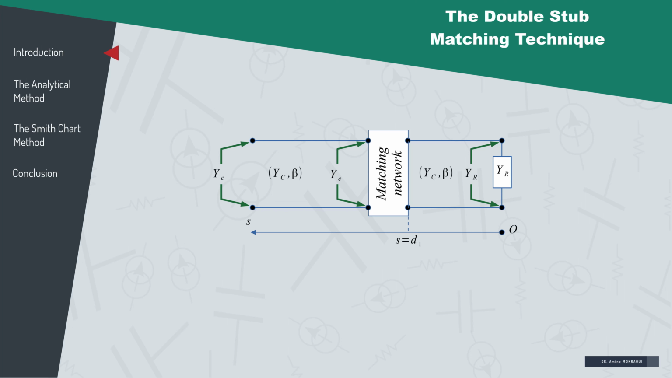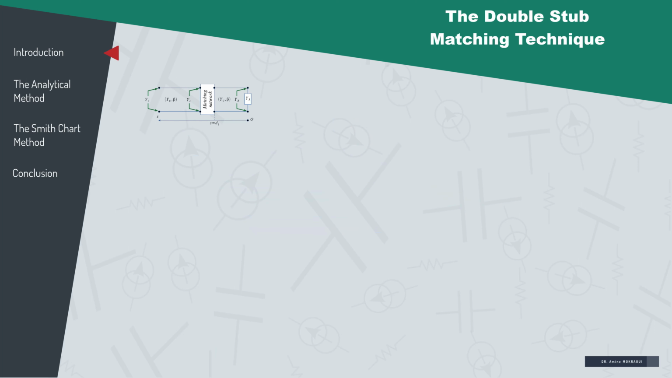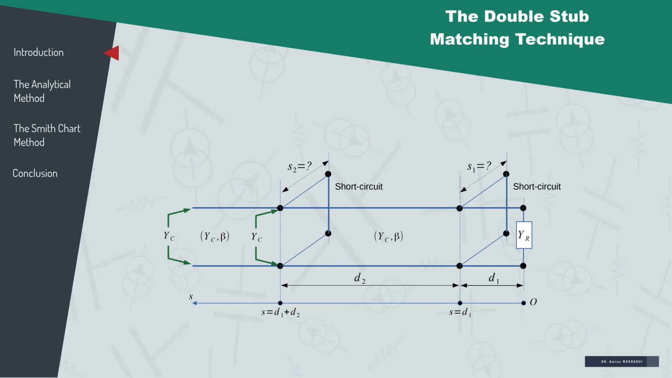Therefore, the matching network will convert the load admittance YR to YC. The double stub matching technique comprises the use of two short-circuited secondary lines called stubs of unknown lengths S1 and S2 located at S equal D1 and S equal D1 plus D2 respectively. Thanks to this configuration, we aim to convert the terminal load YR located at S equal 0 to a matched load YC located at S equal D1 plus D2.